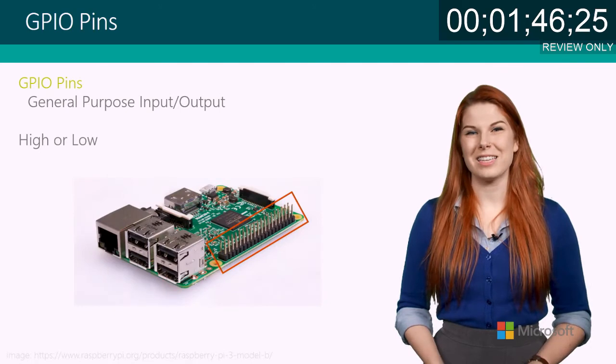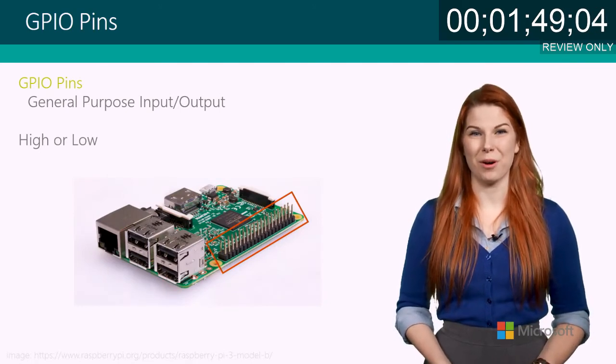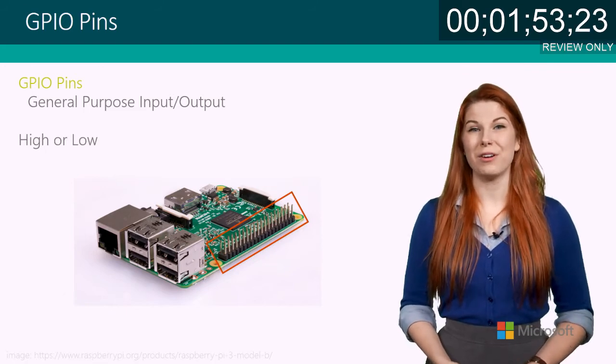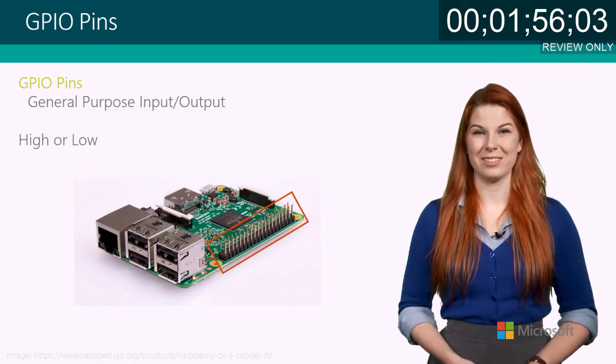You can find the pins here on the edge of your Raspberry Pi 3 board. They're the sort of metal prongs aligned in 2 rows. And this is where you're going to physically connect all of your circuits.